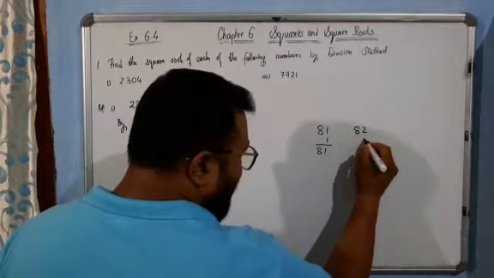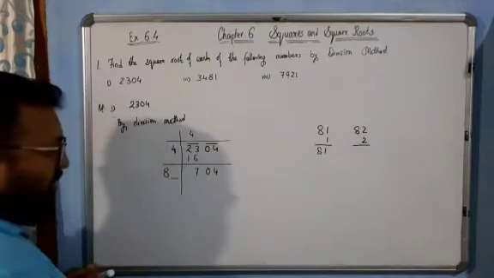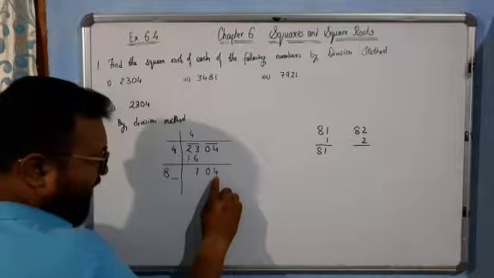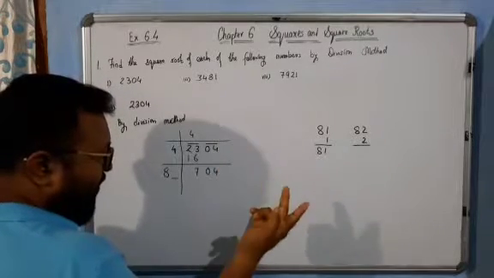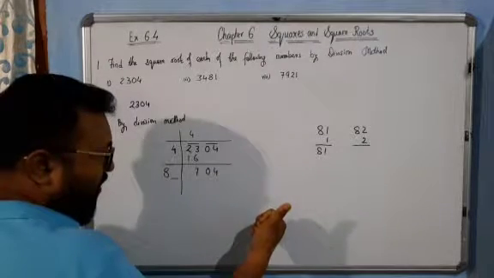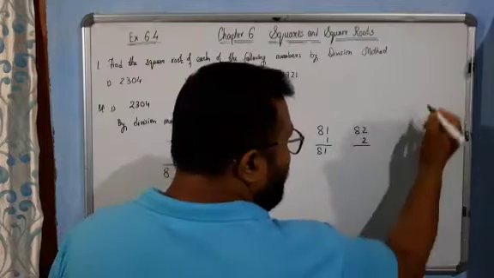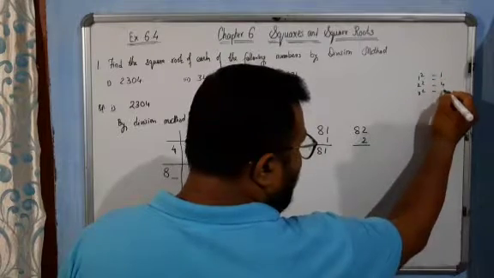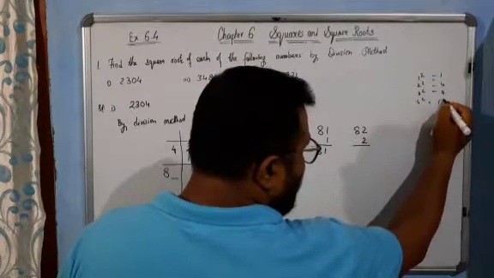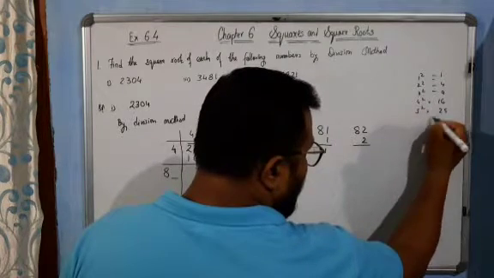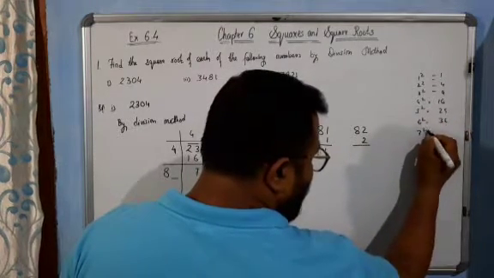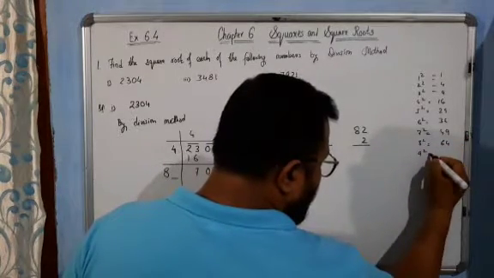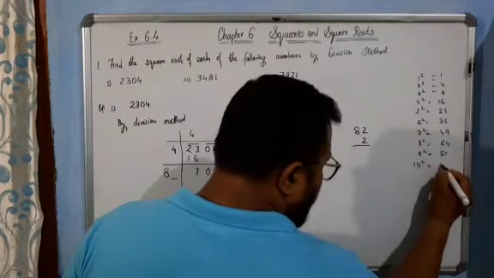If I write 82, then I will use 2 here. But how will you find out? See, because we are finding the square root, you see 4 is here in the ones place. So by which number, if you multiply it by itself, do you get 4 in the ones place? 2 2 is 4, or 8 8 is 64. We know this table: 1 squared is 1, 2 squared is 4, 3 squared is 9, 4 squared is 16, 5 squared is 25, 6 squared is 36, 7 squared is 49, 8 squared is 64, 9 squared is 81, and 10 squared is 100.